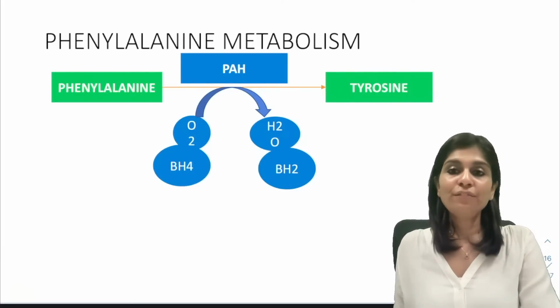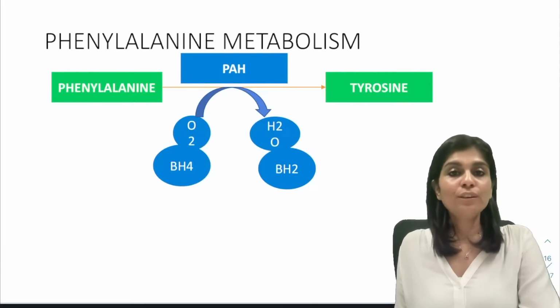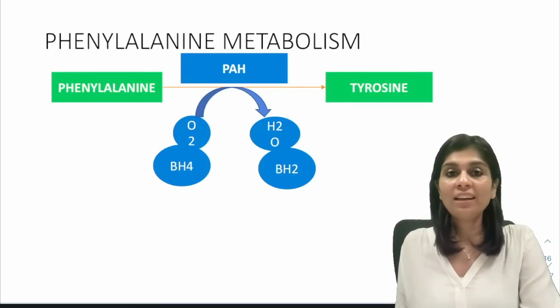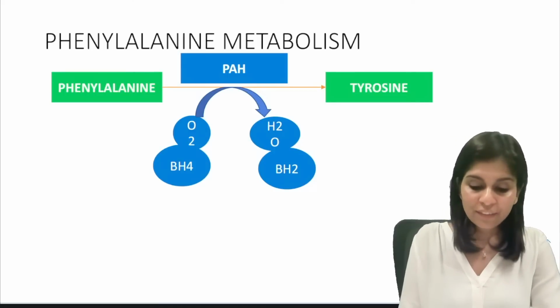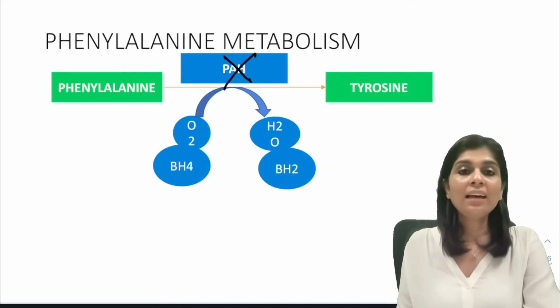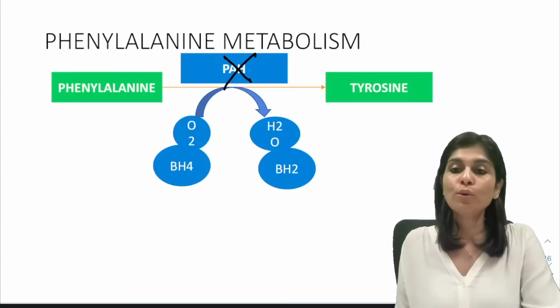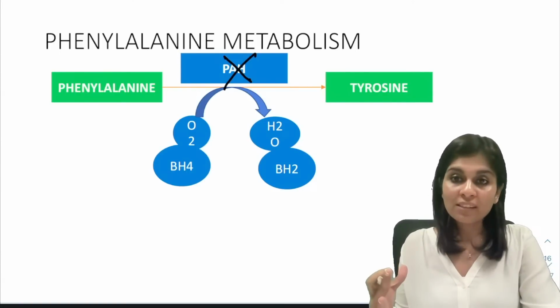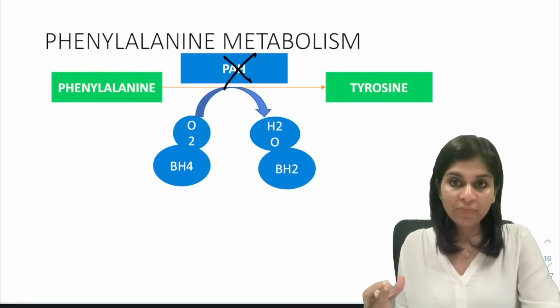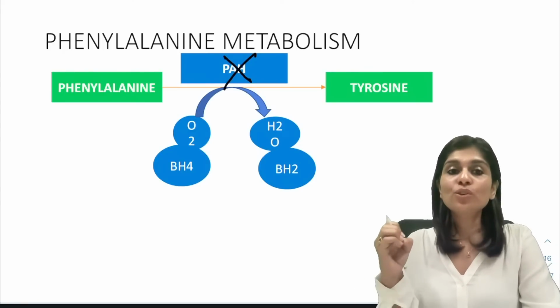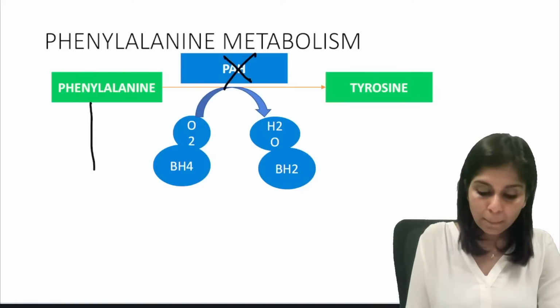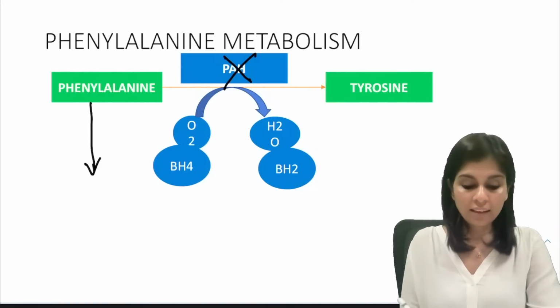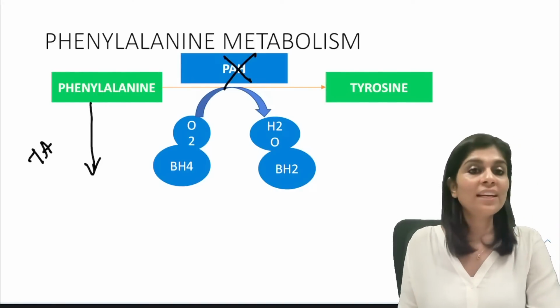The major fate of phenylalanine is that it gets converted to tyrosine in the presence of phenylalanine hydroxylase. And if this does not happen, phenylalanine enters into its minor metabolic pathway. Whenever you're asked what is the fate of any amino acid, you can close your eyes and say a transaminase acts on it. So what will be the minor metabolic pathway for phenylalanine? A transaminase acts on phenylalanine.